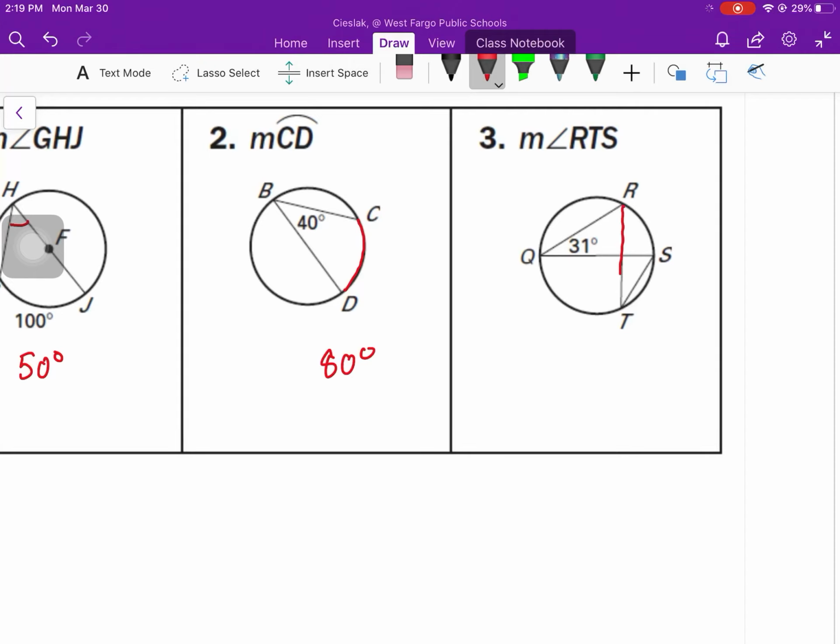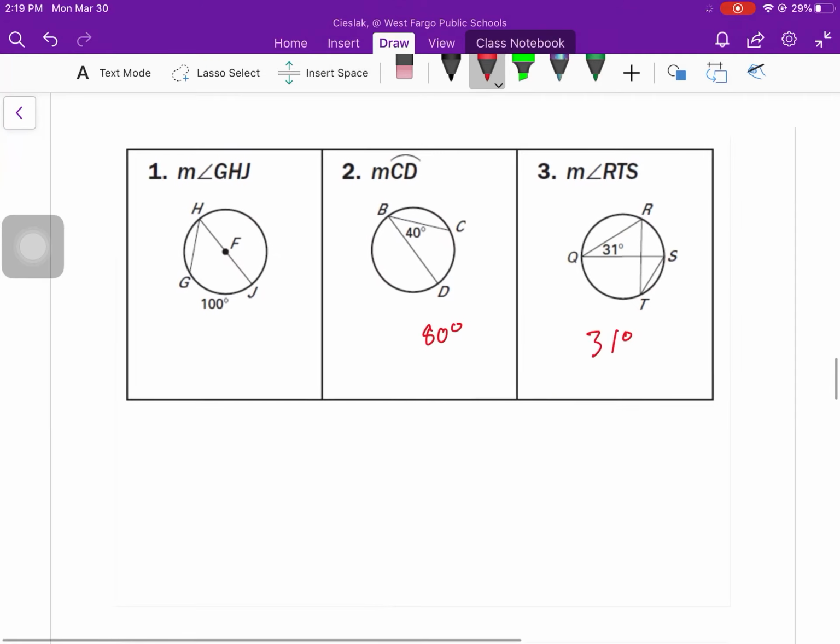Measure of angle RTS, so RTS is what I want right here. Notice that in green, the arc intercepted by that angle right there, that's going to tell me that this is 62, which then in turn means that this is half of it. That's back to our theorem where if they intercept the same arc, then the angles are congruent. So that one would be 31 degrees.